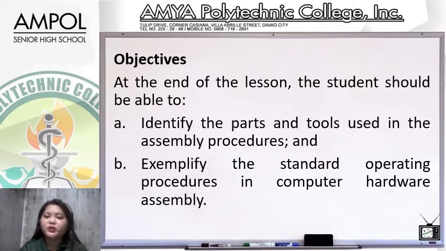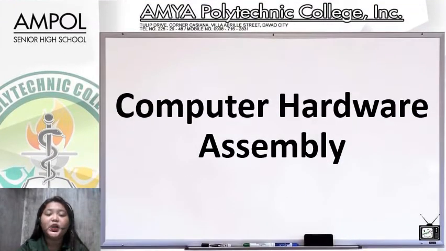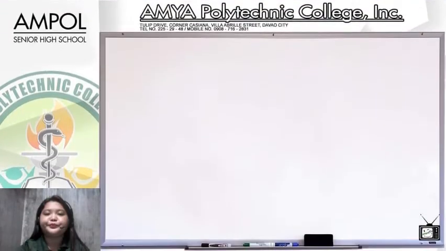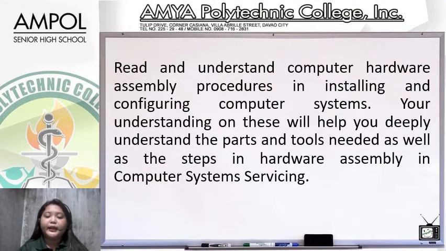From the objectives that I have read to you, what do you think will be our lesson for today? Alright, so our lesson is computer hardware assembly. Here, you have to read and understand computer hardware assembly procedures in installing and configuring computer systems. Your understanding of this will help you deeply understand the parts and tools needed as well as the steps in hardware assembly in computer systems servicing.